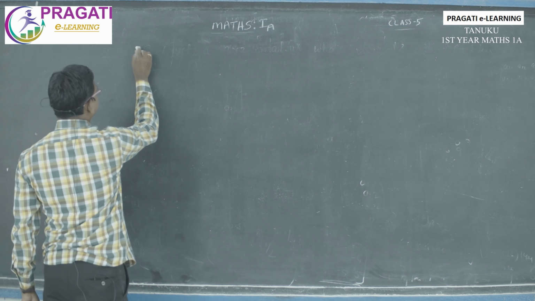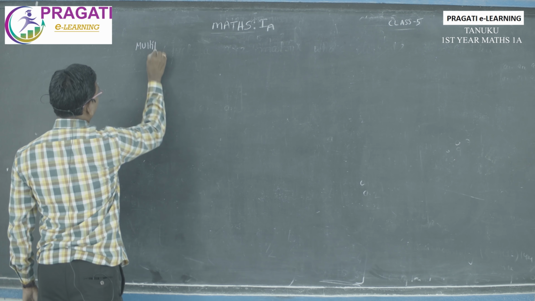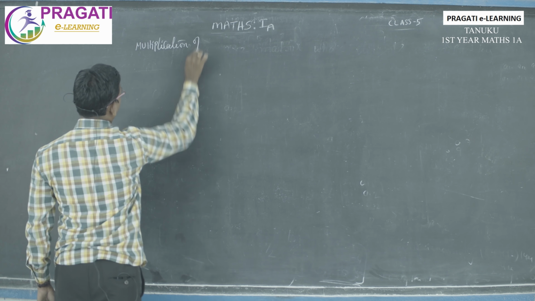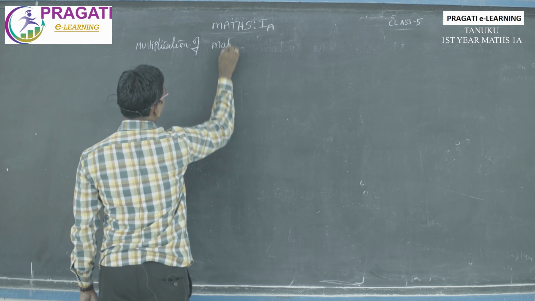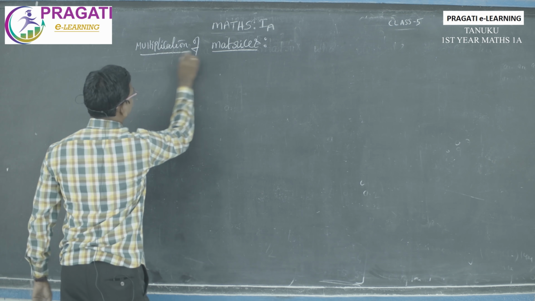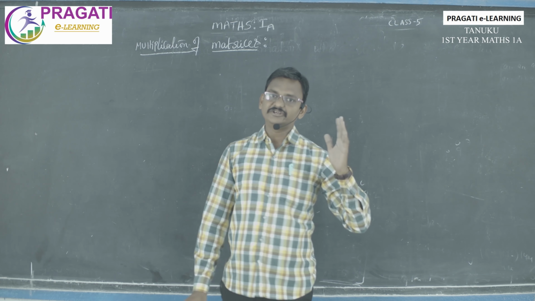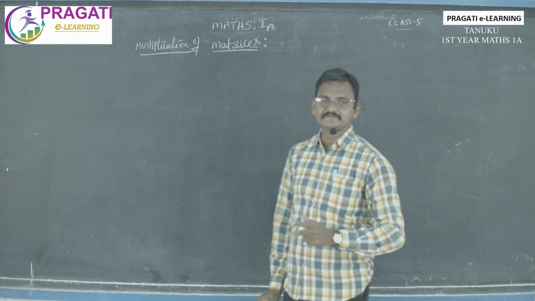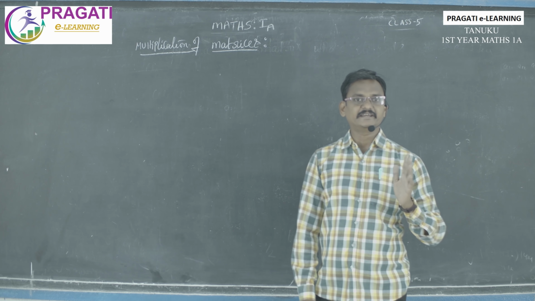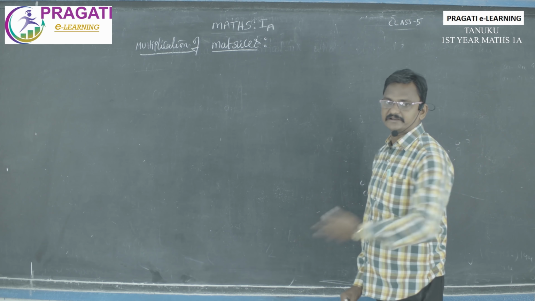The next concept is multiplication of matrices. This concept belongs to exercise B. In exercise A, we completed addition and subtraction of two matrices. When we are doing addition or subtraction, those two matrices must have the same order. Is it or not? Now the concept is multiplication of matrices.